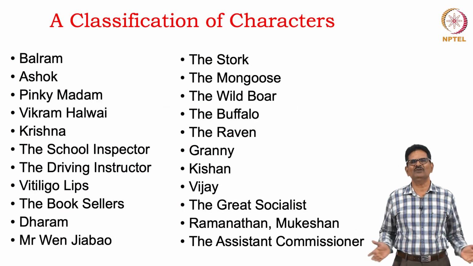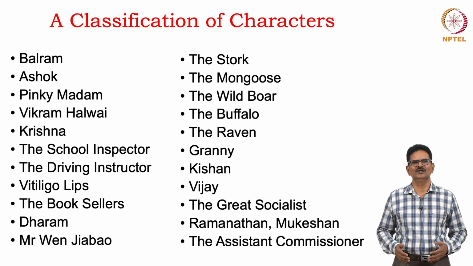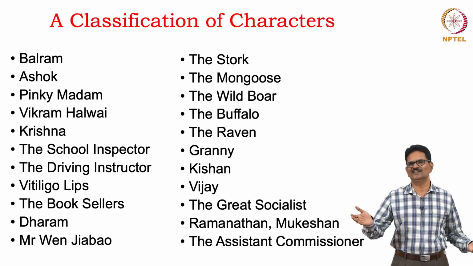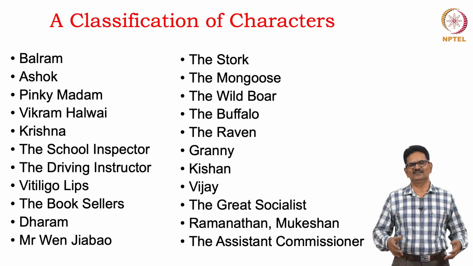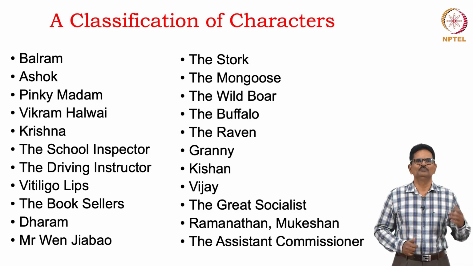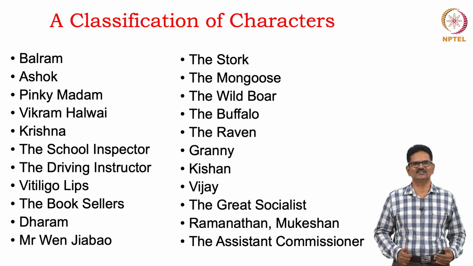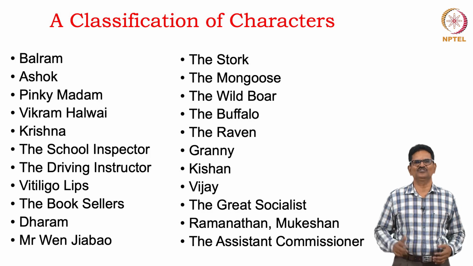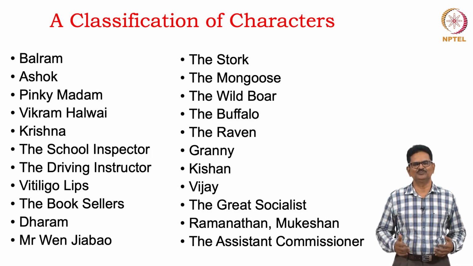We have a number of characters in the novel. So we have a classification of characters here from Balram to the assistant commissioner. Let's just read them. We will look at some of these characters in one lecture on character and characterization. Balram, Ashok, Pinky Madam, Vikram Halwai, Krishna, the school inspector, the driving instructor for Balram, Vitiligo Lips, the booksellers, Dharam, Mr. Wen Jiabao, the Chinese premier, also plays some important role in the novel.